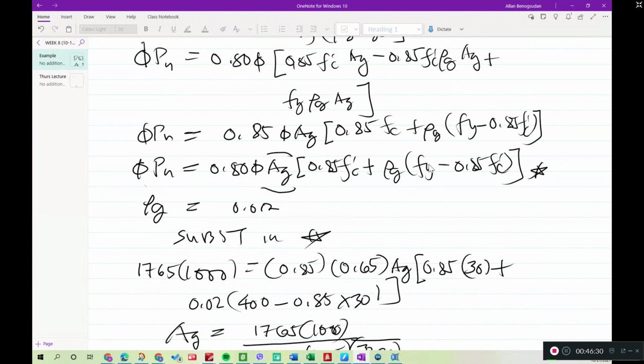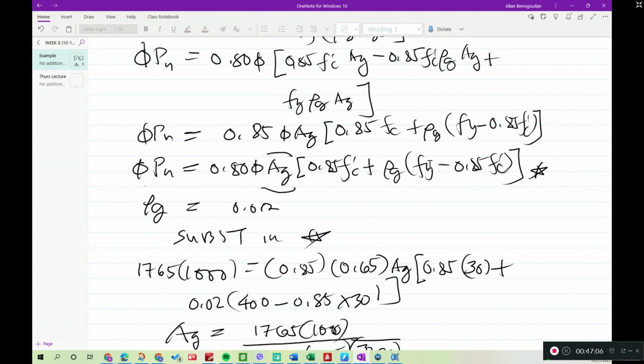Okay, so we cannot do two things at the same time, like solving for the area of steel. So we have to do first the gross area of the column based on the given. Now, the equation above contains two variables, and we cannot solve that. If we are going to do two simultaneous equations, maybe that will take us long.